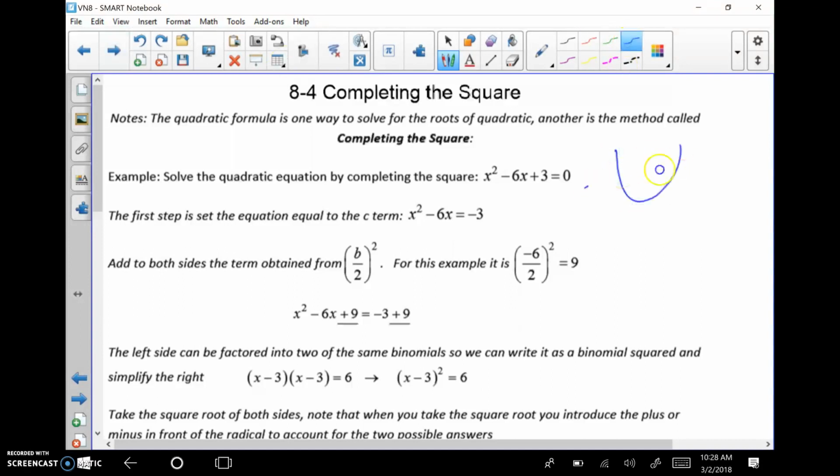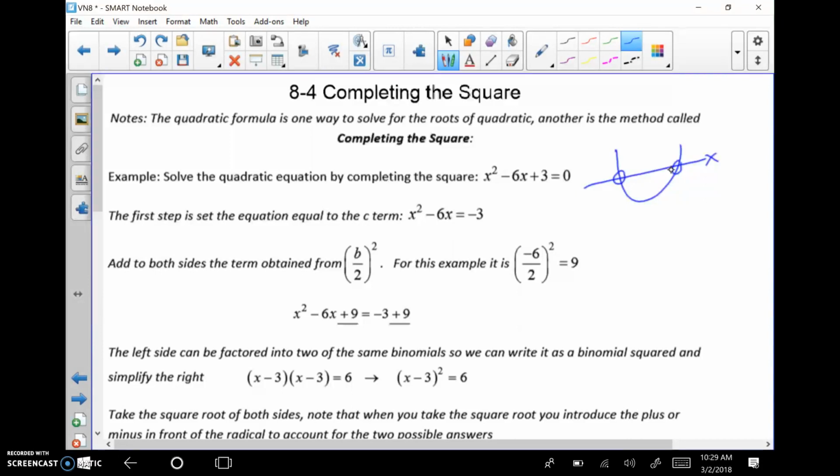I want to know where a parabola is crossing the x-axis. And it may not be rational, so I need something. And I can use the quadratic formula, or I can do completing the square. But it's important that you know how to do both of these things. Yes, sometimes you may be able to have a choice. You can do quadratic formula or completing the square. But there are times where a problem may require you to do a specific one. So you need to be very familiar with both.